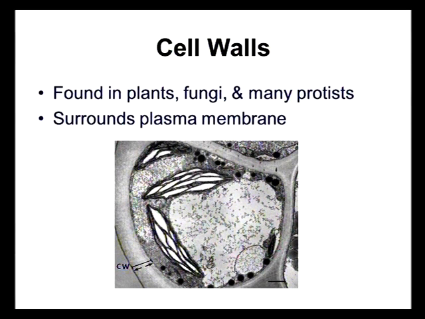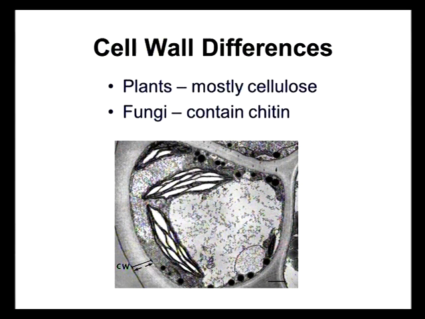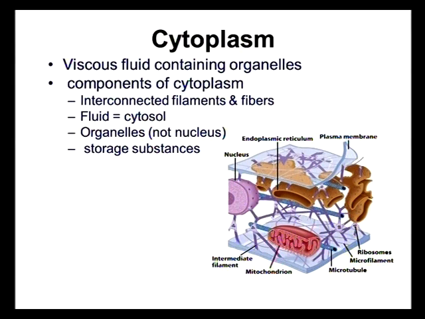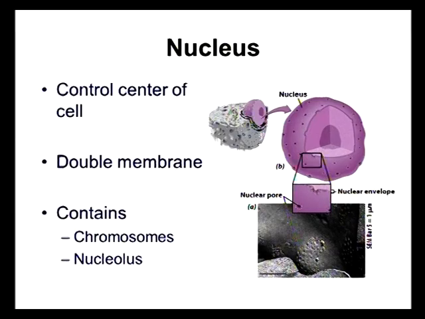Cell wall is present in plant cells. It is absent in animal cells. Cell wall differences. In plant cells the cell wall is made up of cellulose. But in fungi also a cell wall is present, but that cell wall is made up of chitin. Cytoplasm. In the cell a liquid substance is present. That liquid substance we call cytoplasm.